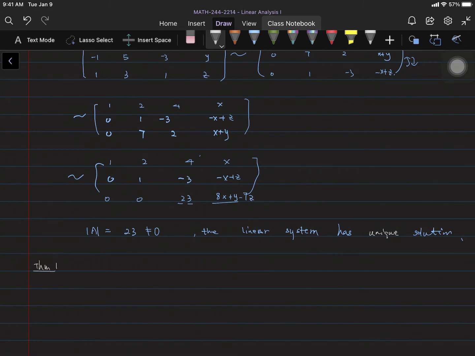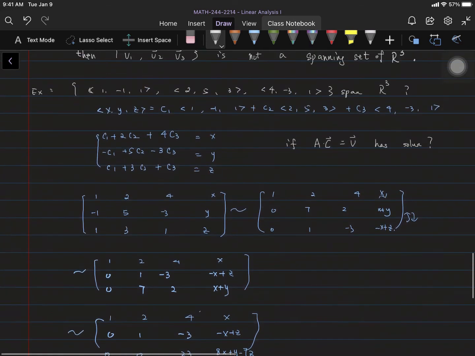Theorem 1 says we have vectors V1, V2, up to Vk in Rn. Then those vectors span Rn if and only if the matrix A made by V1, V2, up to Vk has this property. So look at our example. A is made by what? This is V1, this is V2, and this is V3, the vector.